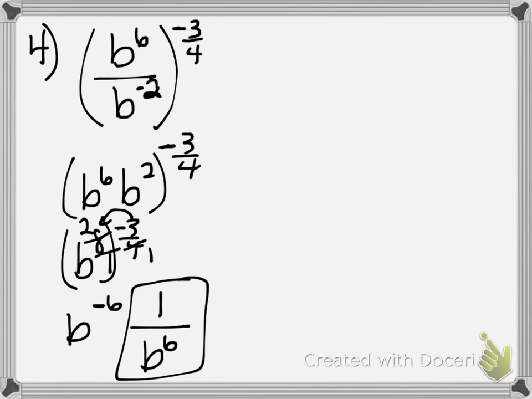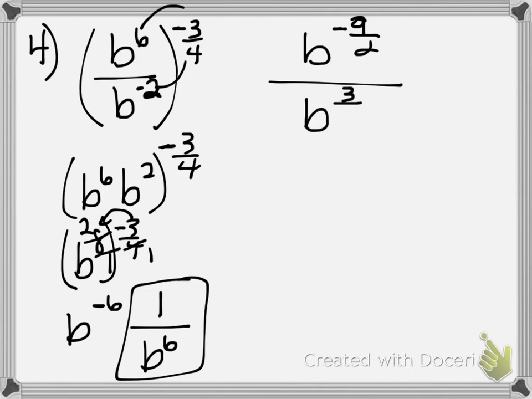Another way you could approach it is to actually distribute that -3/4 to both. So I would have b to the -9/2 there. I diagonally reduce the 4 and the 6 to get 6 divided by 2 is 3 and 4 divided by 2 is 2. All over b to the what? That's going to be a positive 3/2. Okay?